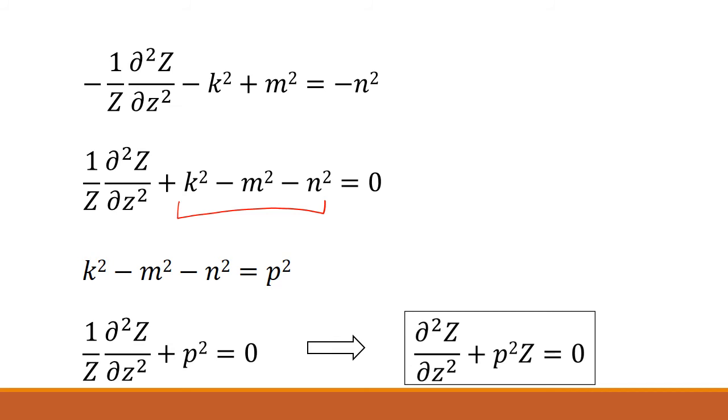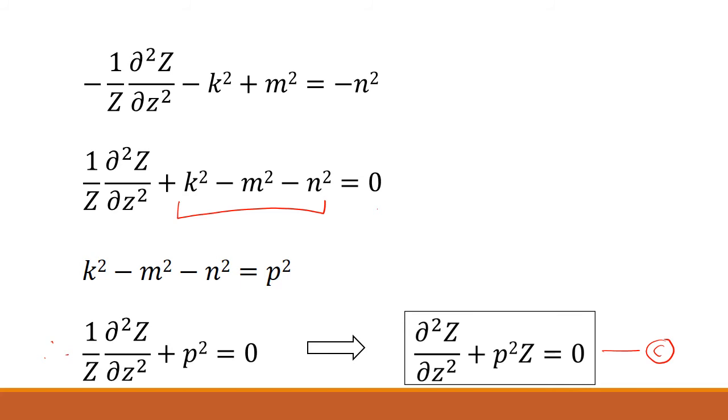So you can write this equation as 1/Z ∂²Z/∂z² plus the constant p squared equals 0. So the new equation is ∂²Z/∂z² plus p squared Z equals 0. This total equation is only z dependent, which is our third ordinary differential equation.